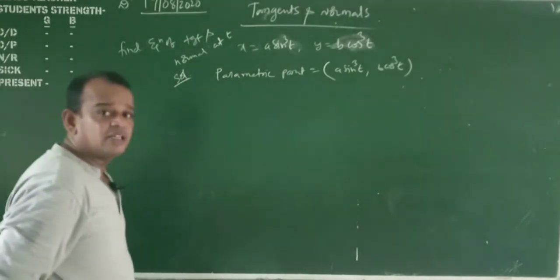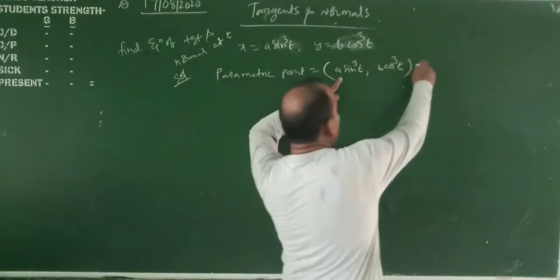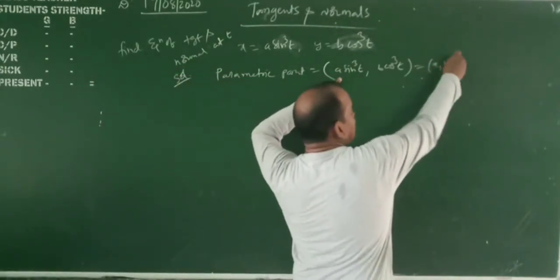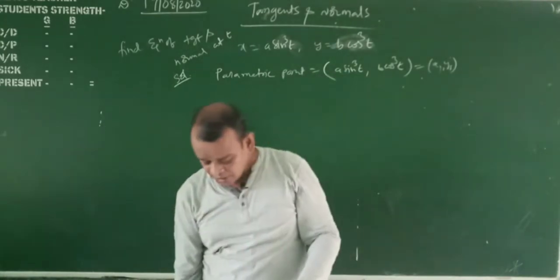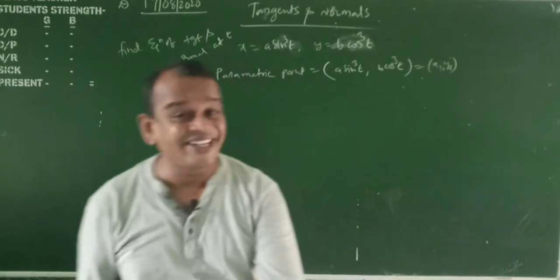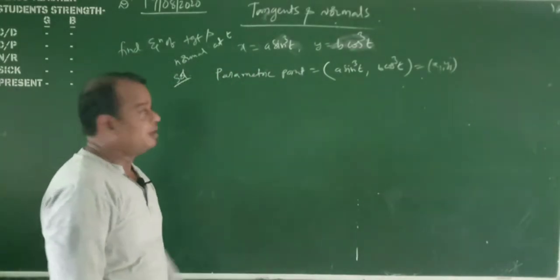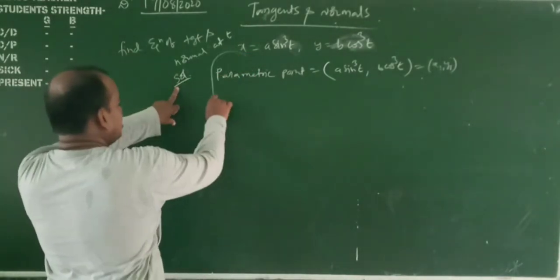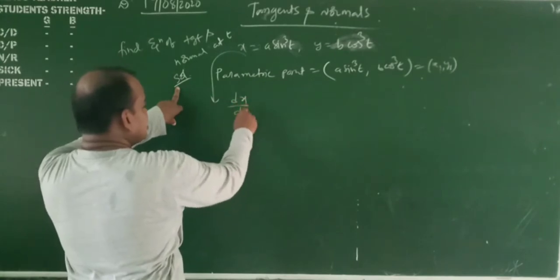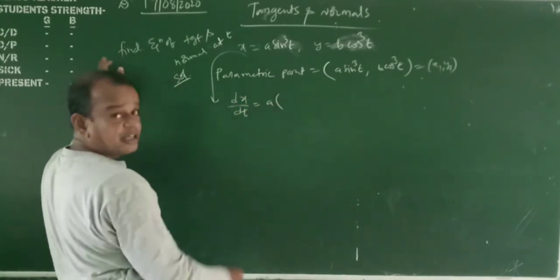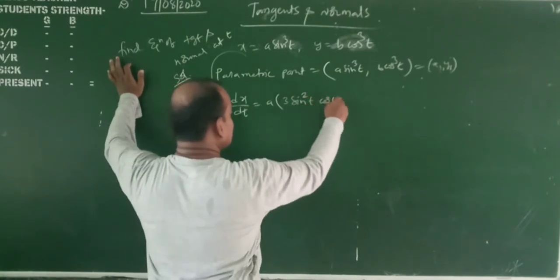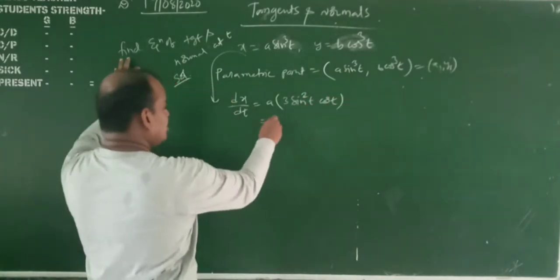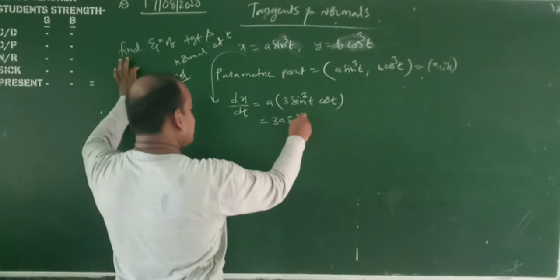This point is nothing but x1, y1. This is the point. Now our goal is slope. How to find the slope? m is equal to dy by dx at t. Now dx by dt. Now differentiate. dx by dt is equal to a into derivative of sin cube t, 3 sin square t into cos t, that equals 3a sin square t into cos t.